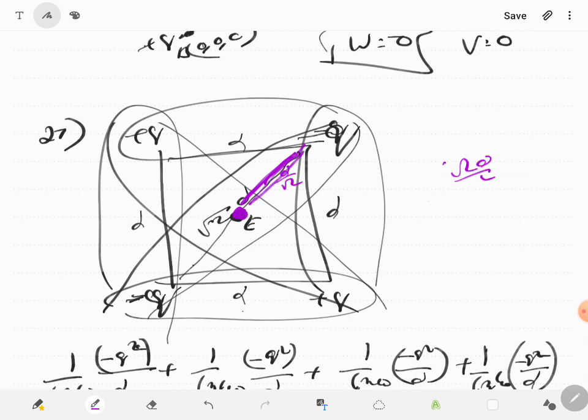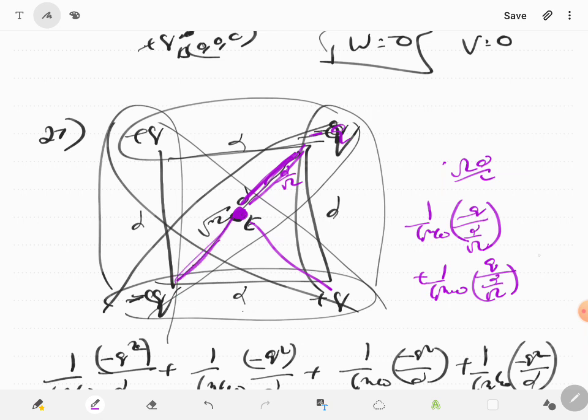So you write 1 by 4 pi epsilon naught into this charge, minus q, by the distance d by root 2, and this one is 1 by 4 pi epsilon naught into q by d by root 2 with a positive sign, but this is with a negative sign, and then this is with a positive sign. So when you write all those values, everything will get cancelled. The net potential at the center will become zero. So the work done bringing any charge from infinity to that point at the center will be zero.